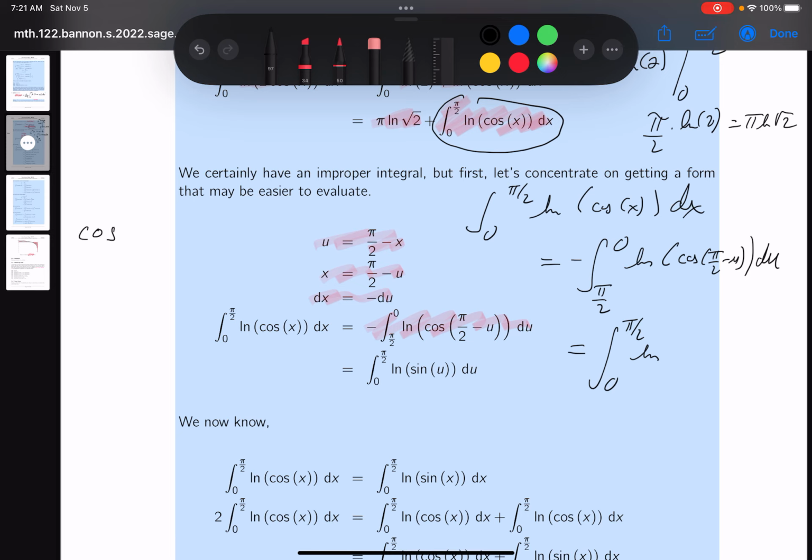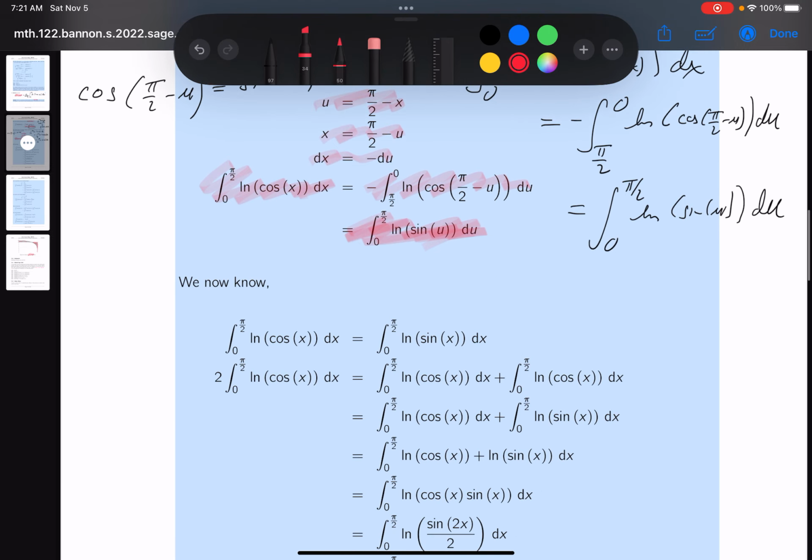These are what's known as cofunction identities. Cosine of pi over 2 minus u is the same thing as sine of u. These are identities that you learned in Math 120, or in a course in pre-calculus. So I'm going to write that down, natural log of sine of u du. That's written right over here. Now, this is kind of remarkable: this integration here is identical to this integration over here. They're identical integrations, so I just wrote that down over here.